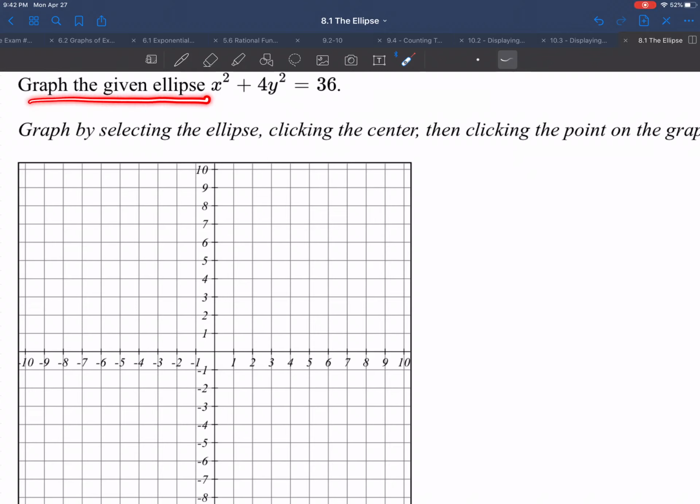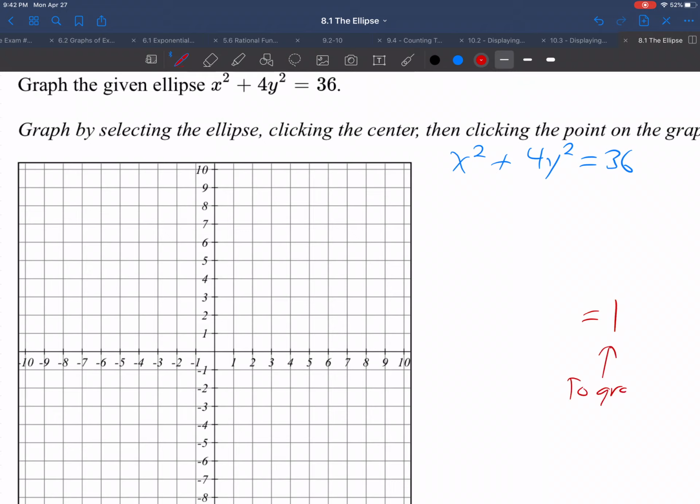Graph the given ellipse. x squared plus 4y squared is 36. Okay, so we have the equation x squared plus 4y squared is 36. Now, we first have to get a 1 on the right side.